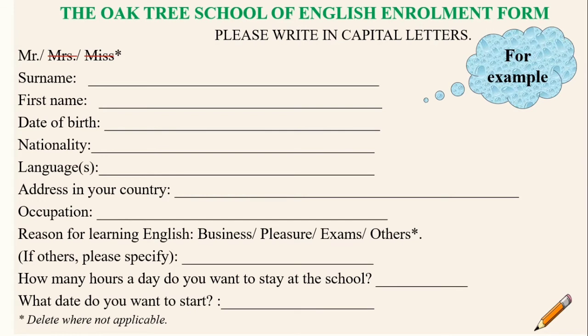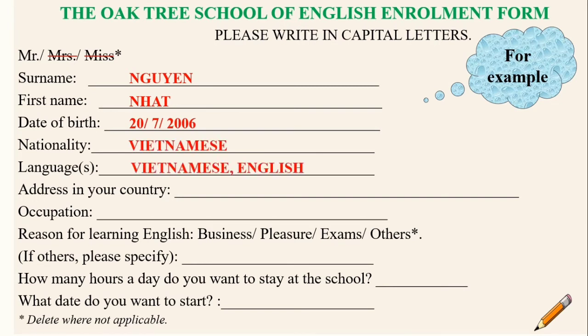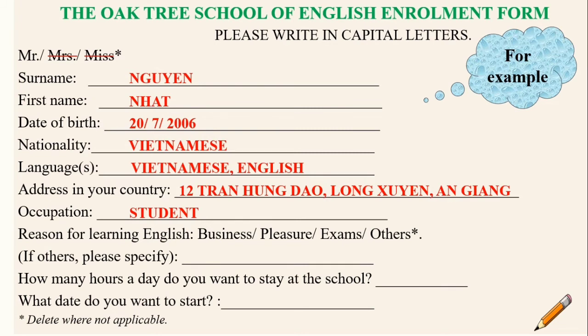For example, I choose the name Nguyễn Nhật. Then I write down Nguyễn in surname, Nhật in first name, date of birth, the nationality, language. In language, you can write 2 or more than just one language if you want. Address in your country, occupation. If you're a student, write you're a student. If you're a businessman, write you're a businessman.